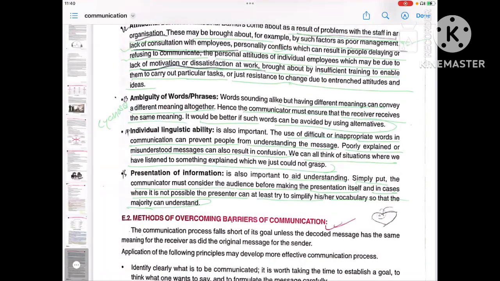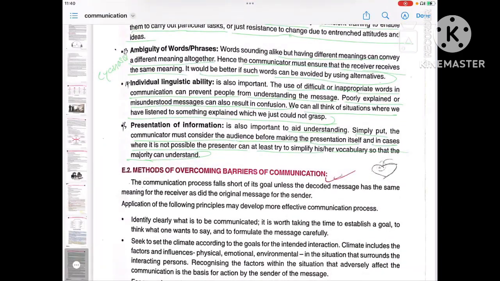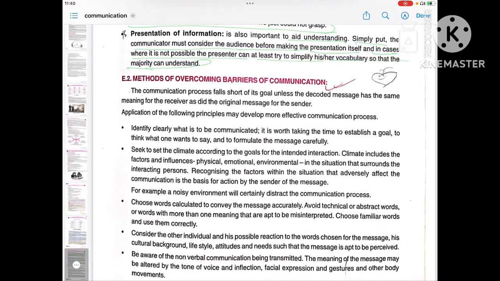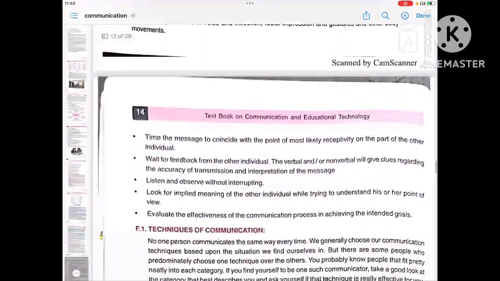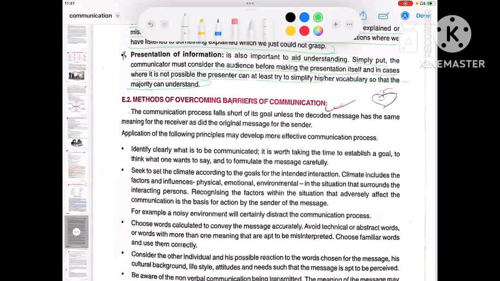Okay, so next we are moving to the methods. What are the methods of overcoming the barriers? Some of the methods will be there. So how can we overcome the barriers? Here, the communication process falls short of its goal unless the decoded message has the same meaning for the receiver as the original message had for the sender. Application of one of the principles may develop a more effective communication process.